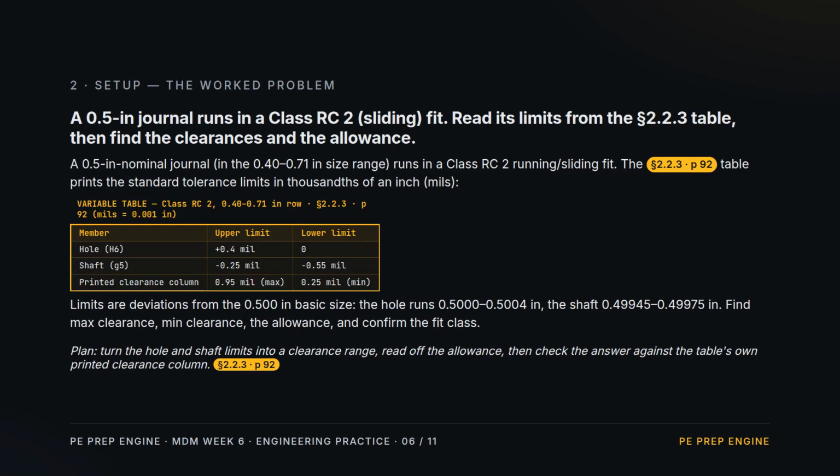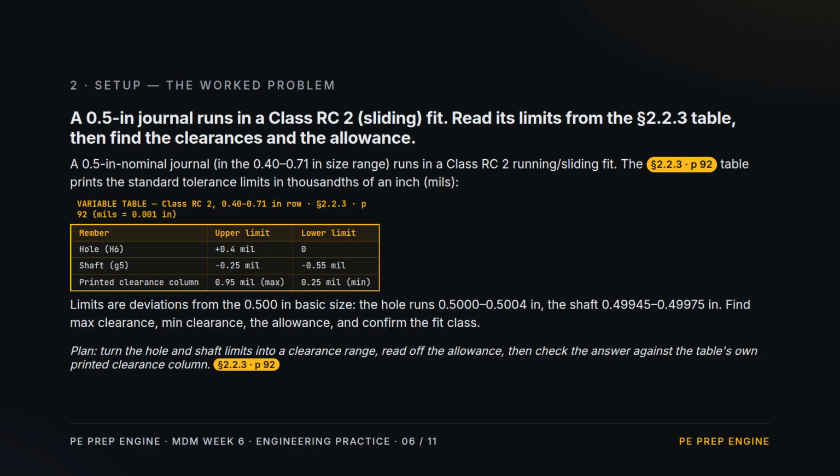A half-inch journal runs in a class RC2 sliding fit, and it falls in the 0.40 to 0.71 inch size range. The handbook's table prints the standard tolerance limits in thousandths of an inch. The hole limits are plus 0.4 and 0. The shaft limits are minus 0.25 and minus 0.55.